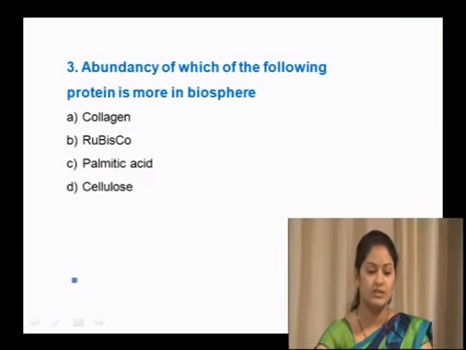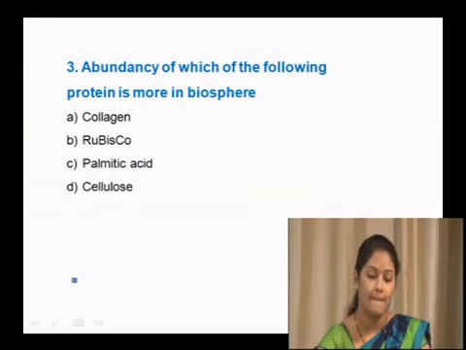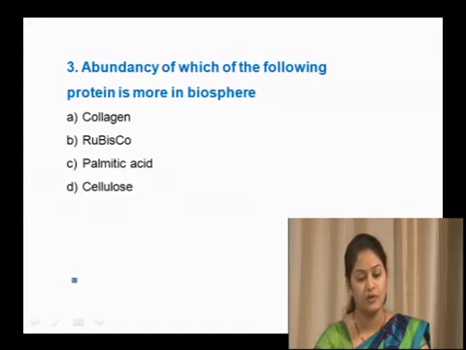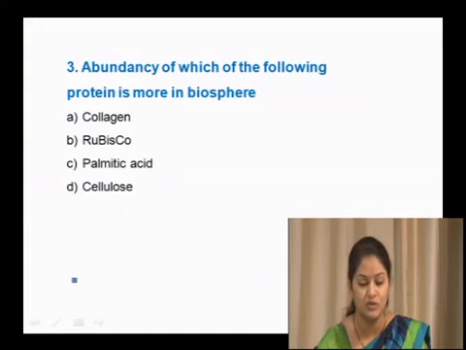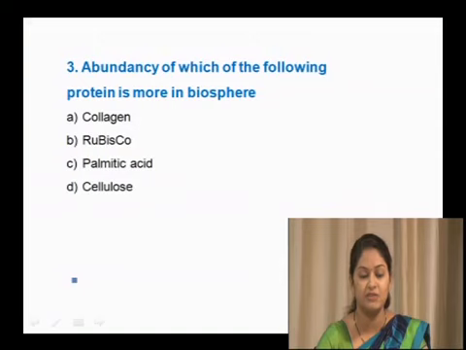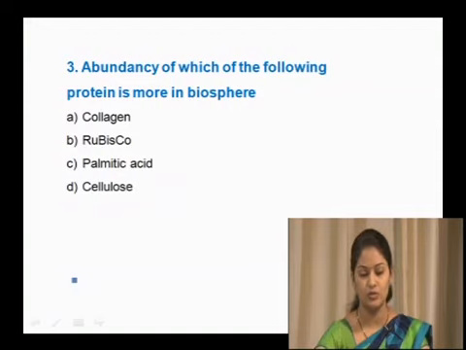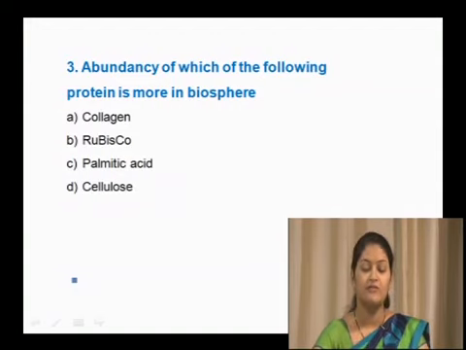Here comes the details of different types of proteins found in biosphere. So let us discuss the detail. Abundancy of which of the following proteins is more in biosphere? So biosphere has got which of the following protein in large quantity? The options are collagen, rubisco, palmitic acid, and cellulose. The answer for this question is B, that is rubisco.